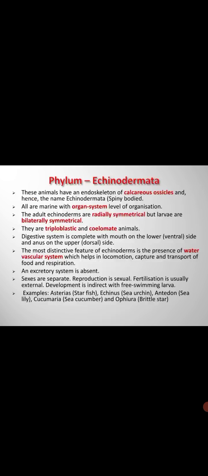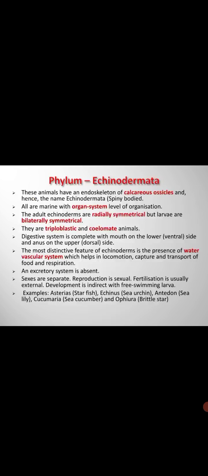Coming to the next phylum, Echinodermata. These animals have an endoskeleton of calcareous ossicles, and hence the name Echinodermata. Spiny bodied organisms are present in this phylum. Here all are marine with organ system level of organization. The adult echinoderms are radially symmetrical, but larvae are bilaterally symmetrical. They are triploblastic and coelomate animals.